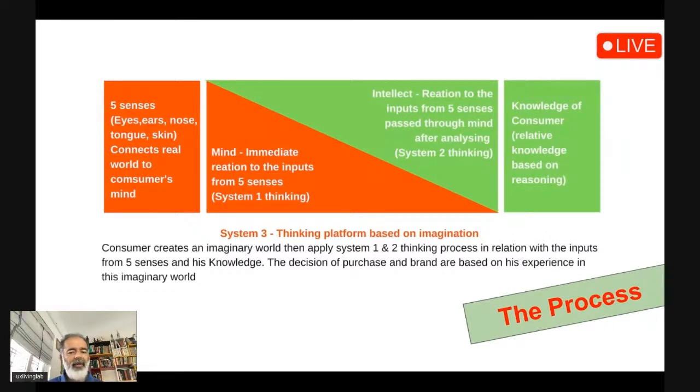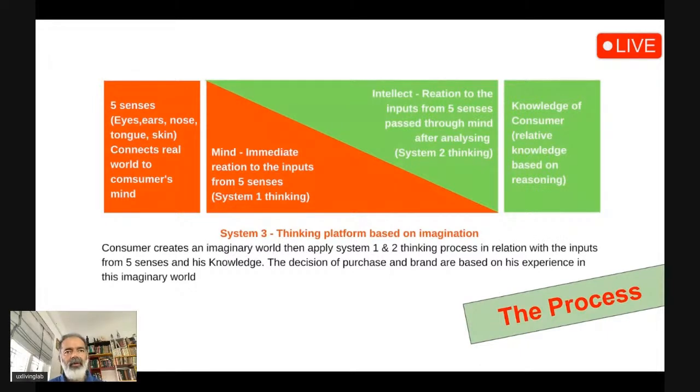Eyes will watch the product, ears will hear about it, nose will smell, tongue will taste, and skin will feel. So there are only five channels. Any human being has only five channels. Then these five channels give information to the mind. So what will the mind do? It reacts immediately to the input from these five channels.